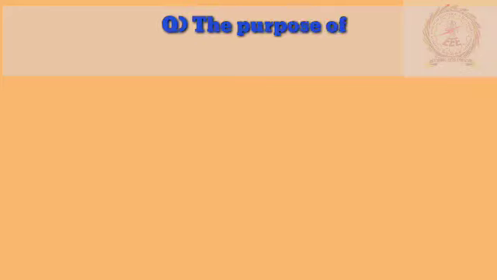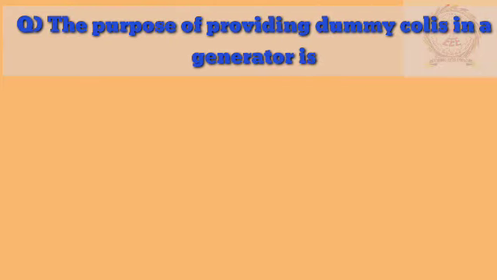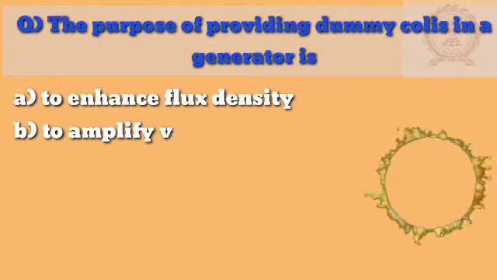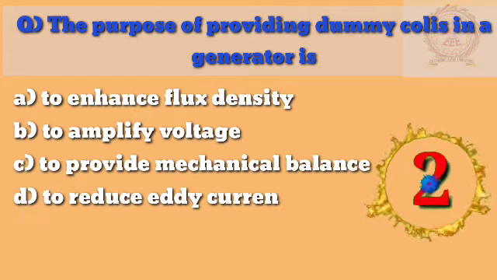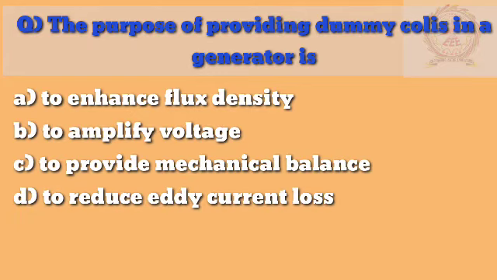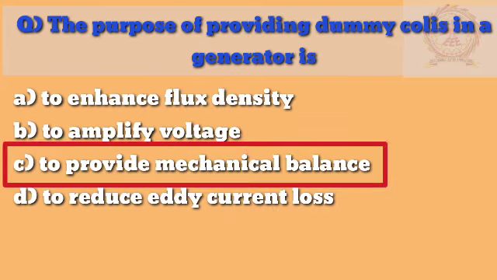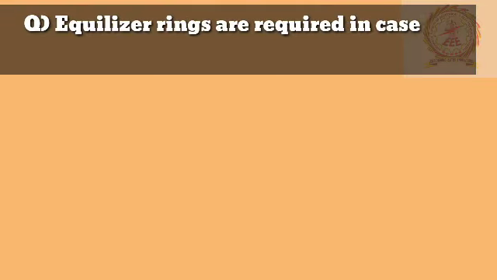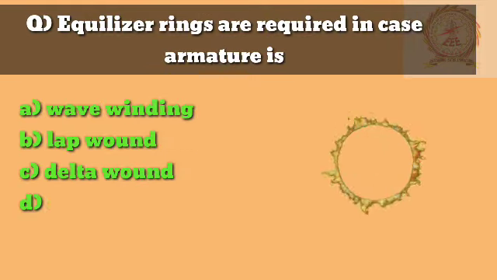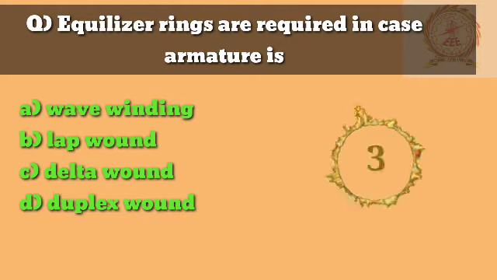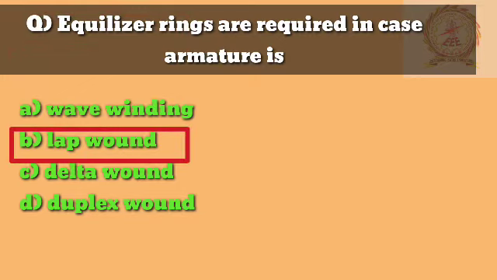First one: the purpose of providing dummy coils in a generator is A. To enhance the flux density, B. To amplify voltage, C. To provide mechanical balance, D. To reduce eddy current loss. The answer is C, to provide mechanical balance. Next: equalizer rings are required in case armature is A. Wave winding, B. Lap wound, C. Delta wound, D. Duplex wound. The answer is B, lap wound.